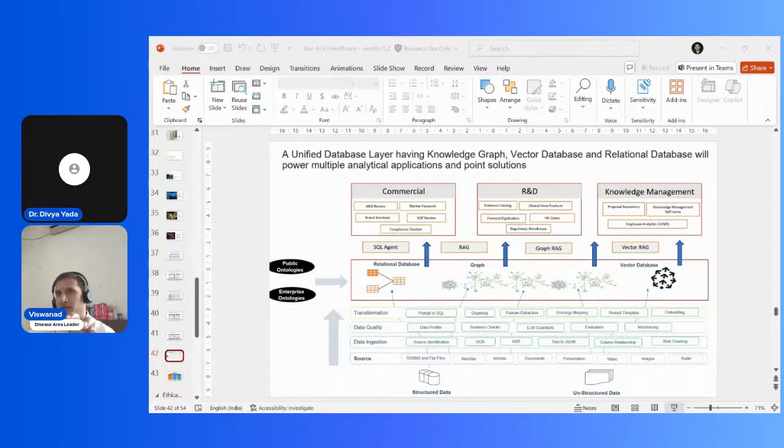It gives the paragraph with all the citations, which usually takes a couple of days, and it can be done in less than a minute. So that is the efficiency we are talking about here with Gen AI technology.